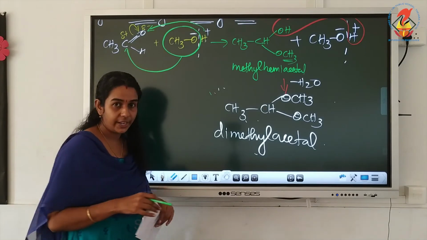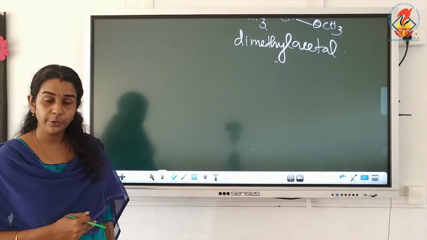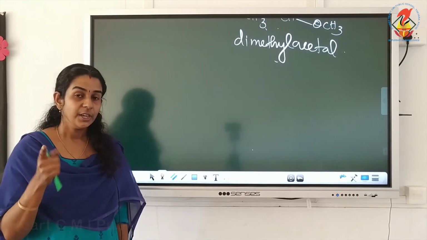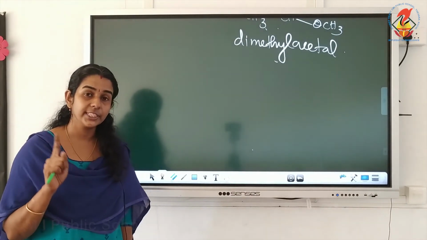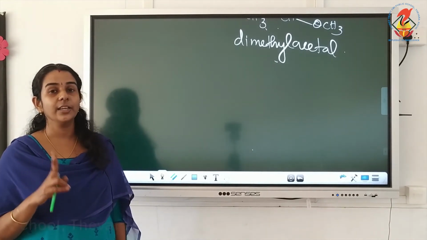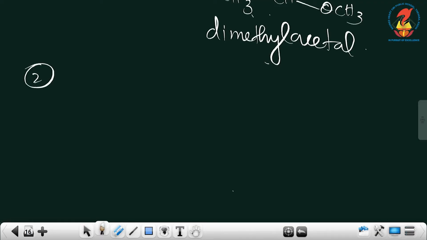Okay. Hope the reaction is clear to you. So this is about the reaction of an aldehyde with alcohol. So remember, when an aldehyde reacts with alcohol, first we are getting hemiacetal and second we are getting acetal. Okay. Now the second reaction is the reaction of ketone with alcohol.